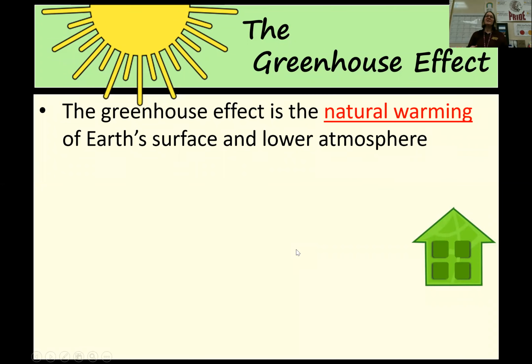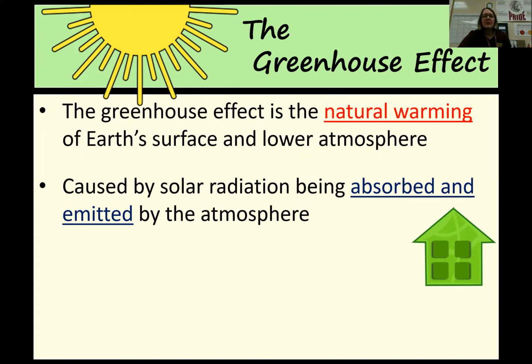The greenhouse effect is the natural warming of the Earth's surface and lower atmosphere. This is something that happens naturally thanks to the composition, or the makeup, of our Earth's atmosphere. Our atmosphere acts like a greenhouse and warms our Earth's surface. This is caused by the sun's radiation, light from the sun, being absorbed by our atmosphere and emitted by the atmosphere. We'll talk a little bit more about that: not all the sunlight that comes to the Earth actually reaches our surface.